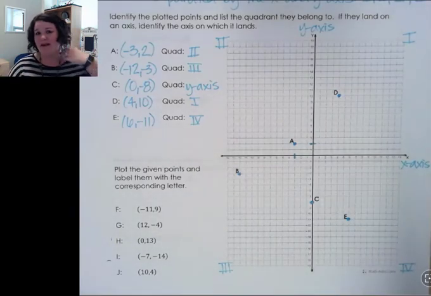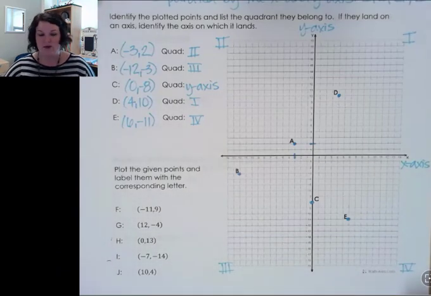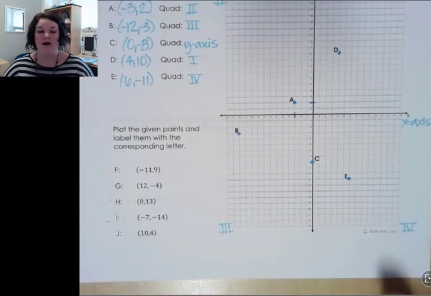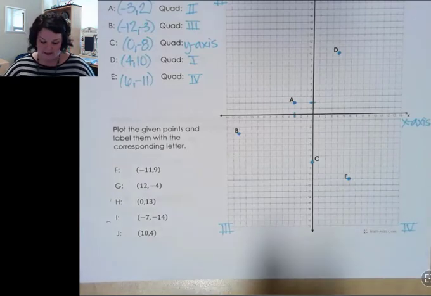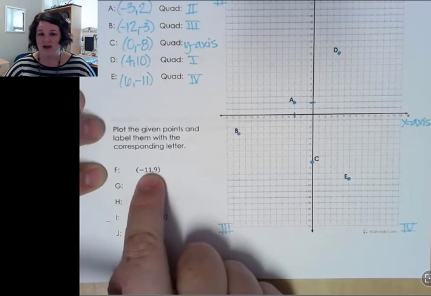Instead of looking at a point and finding its ordered pair, I want to give you an ordered pair and have you plot it. So I'll show you one, and then again we'll have you work the rest. Okay, so for point F, we want to graph the point (-11, 9).